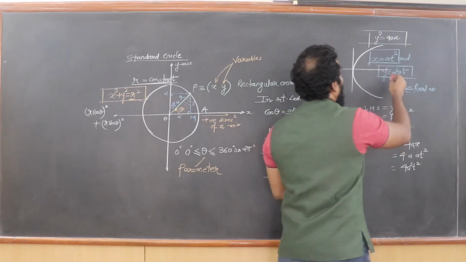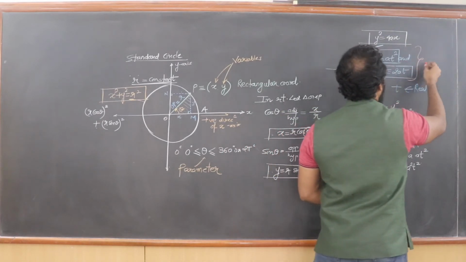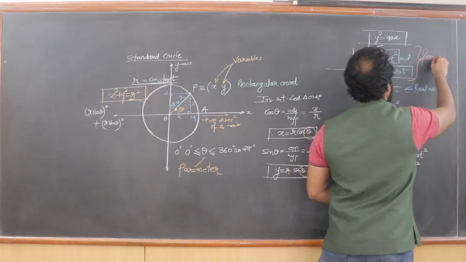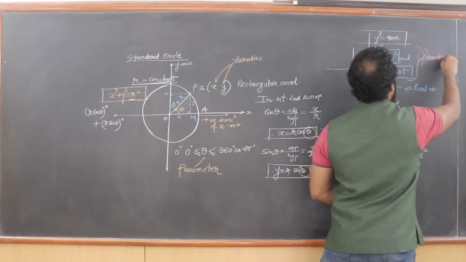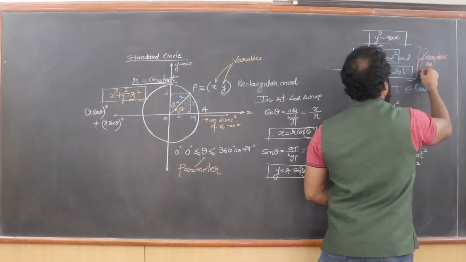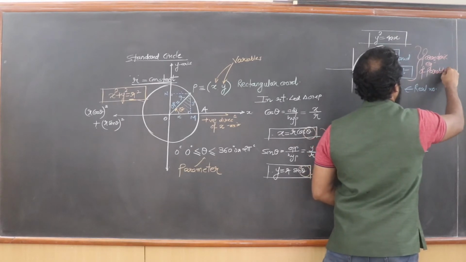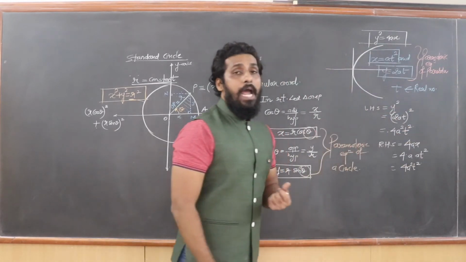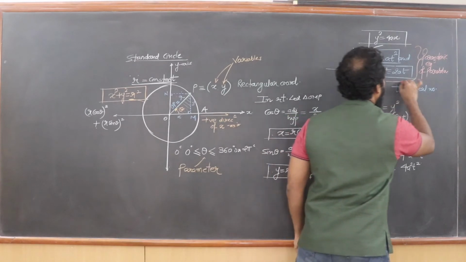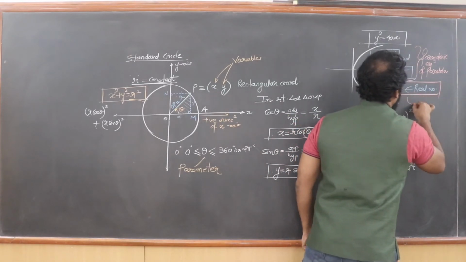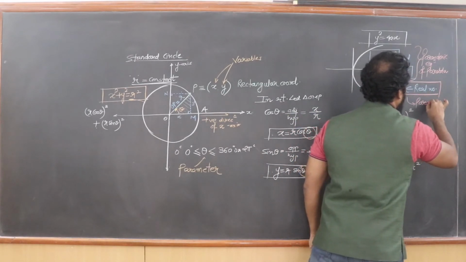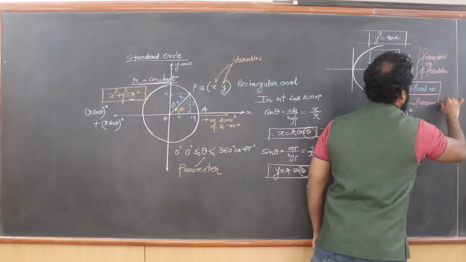So these equations will be called as parametric equations. So they are the parametric equations of a parabola of the standard type and of the first type. And what's the parameter over here? T is your parameter, isn't it? T becomes your parameter over here.